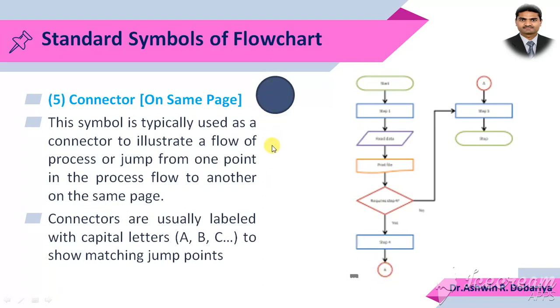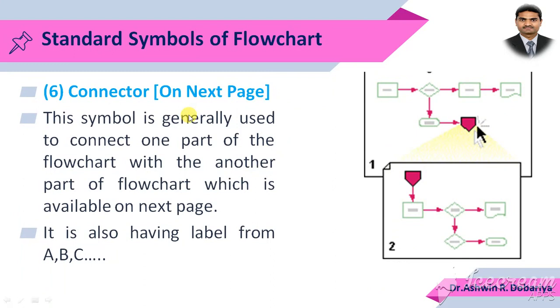these circle connectors. And the second type of connector is this pentagonal kind of connector, and these pentagonal connectors are generally used whenever your flowchart is too long and it is not possible to draw it on a single page, and a few portions of your flowchart you want to draw on the second page. So here see, this is the first page, and in this first page the remaining part I want to continue from the second page. So here you place the pentagonal symbols.